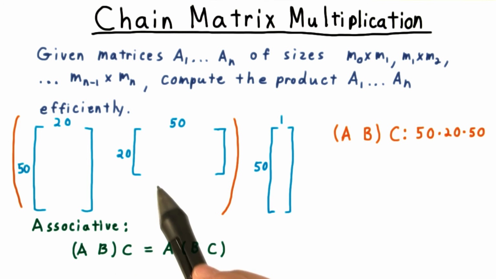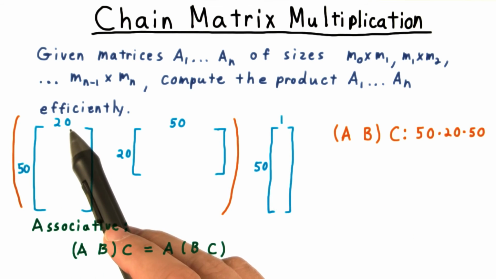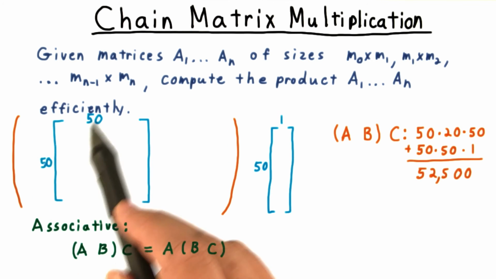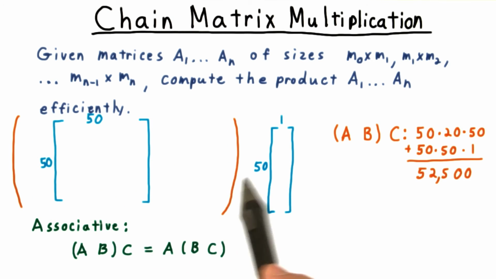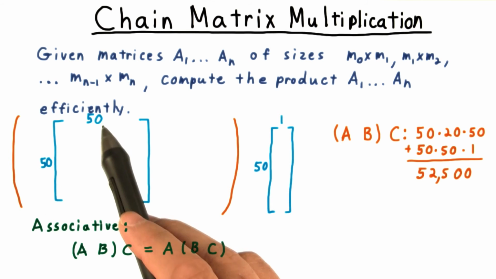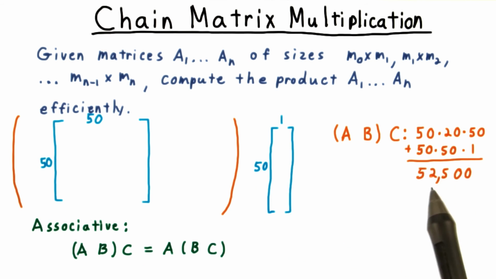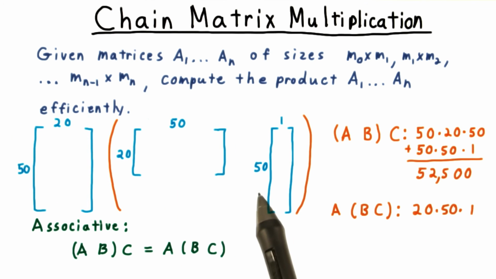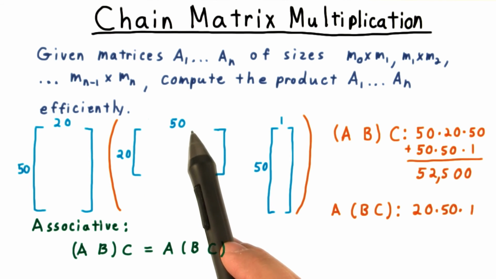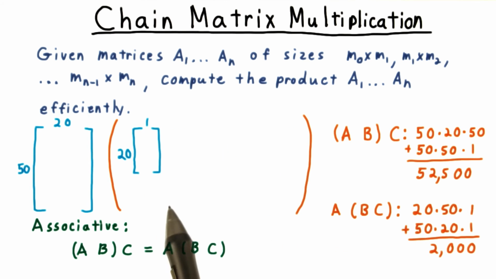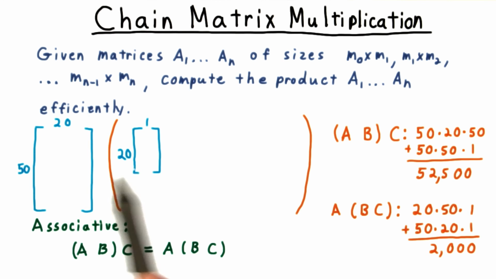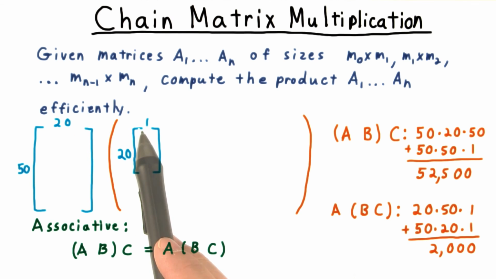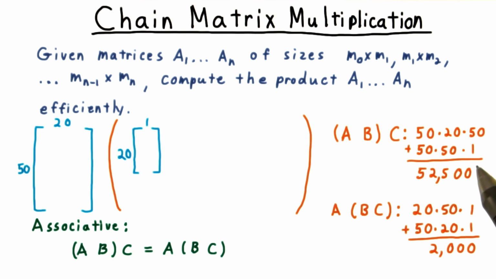If we multiply A and B first, then we spend 50 times 20 times 50 computing AB. This matrix will have 50 rows and 50 columns, so its product with C will take 50 times 50 times 1, for a total of 52,500. On the other hand, if we multiply B and C first, this costs 20 times 50 times 1. This produces a 20 by 1 matrix, and multiplying it by A costs 50 times 20 times 1, for a total of only 2,000. A big improvement.